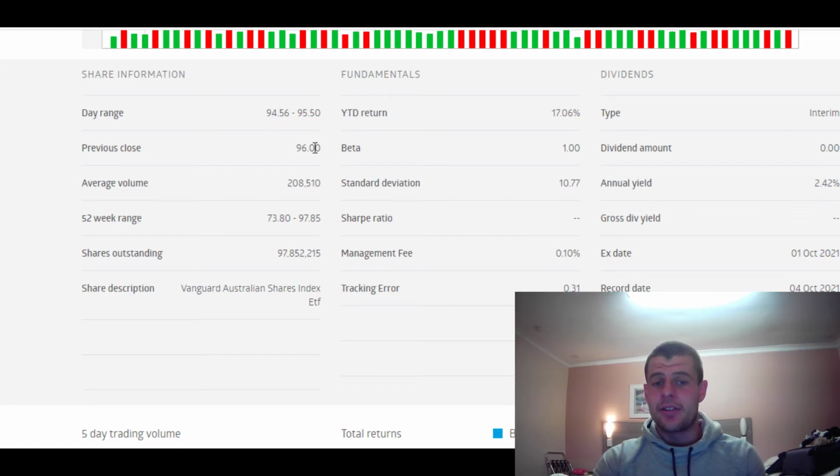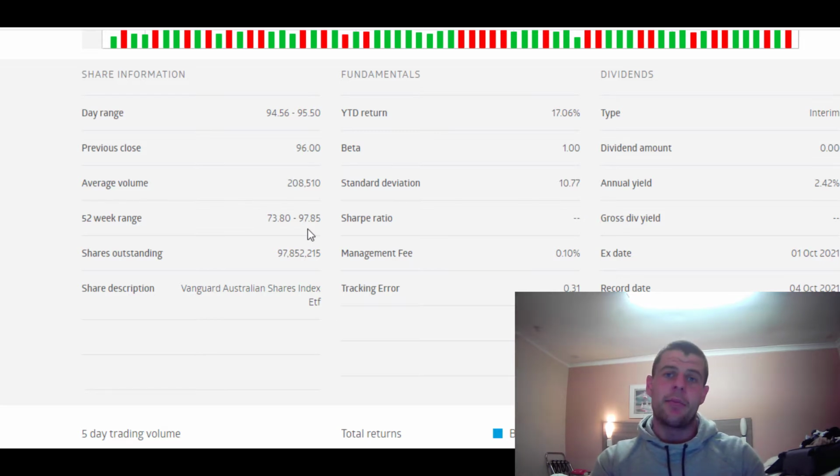The previous close was at $96 exactly. The average volume traded in a day is 208,000 shares. And then we've got a 52-week range, so what the lowest and the highest points in the last 52 weeks or 1 year were. So we have a low of $73.80 and a high of $97.85. So that's quite a lot of movement. You know, that's a $24 movement in 52 weeks, which is huge.